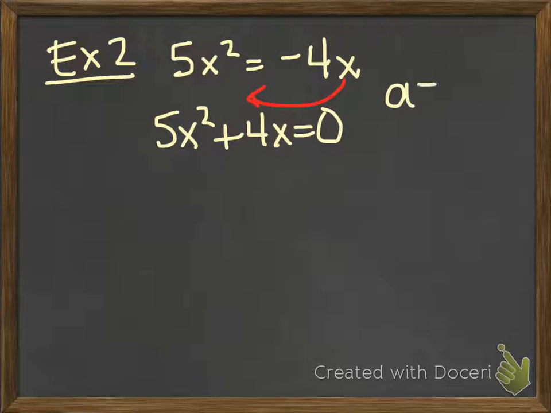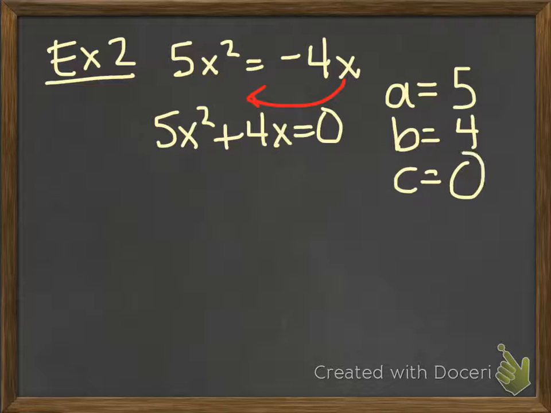The a is the number in front of the x squared, that's 5. The b is the number in front of the x, that's 4. And the c is, there is no c, so it's just 0.